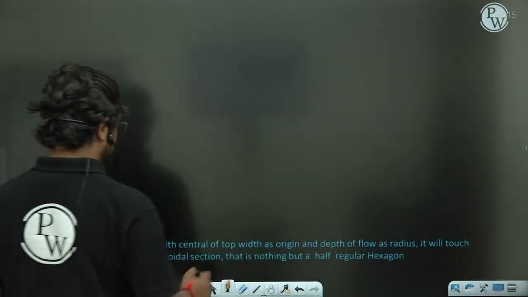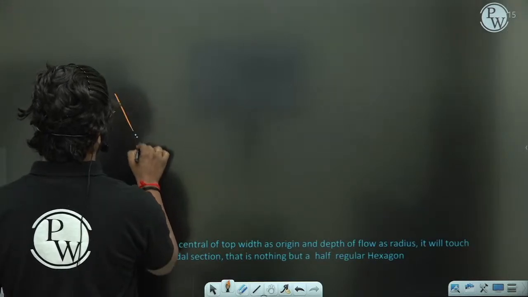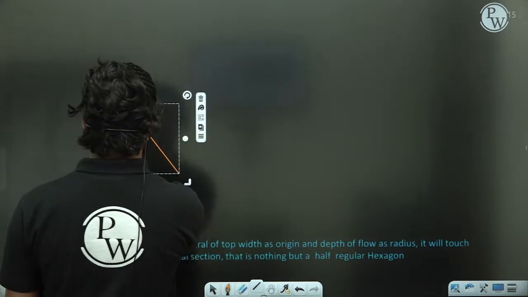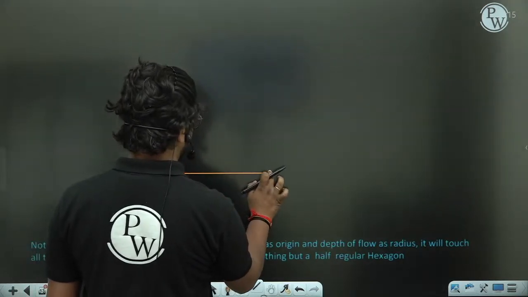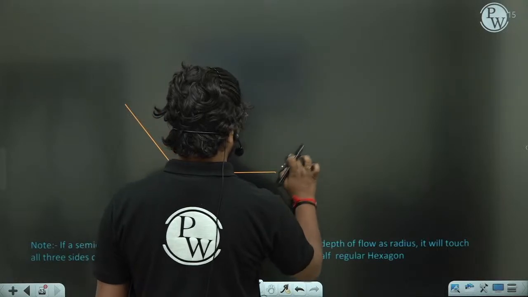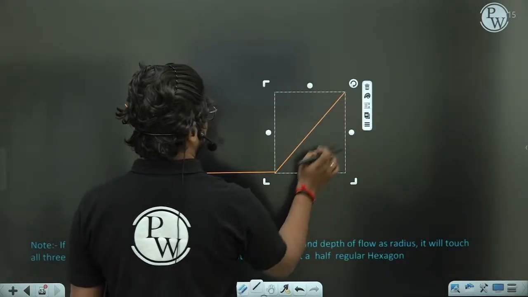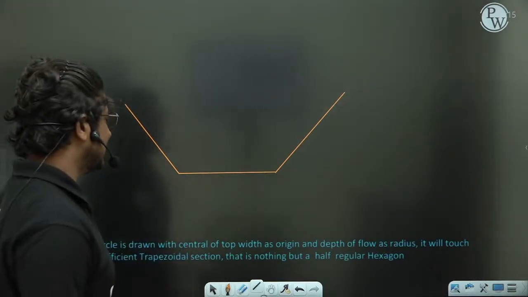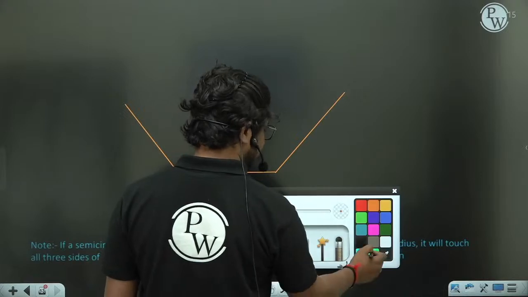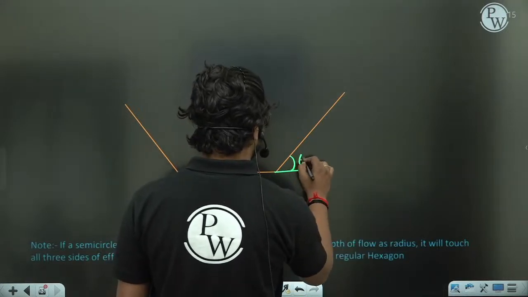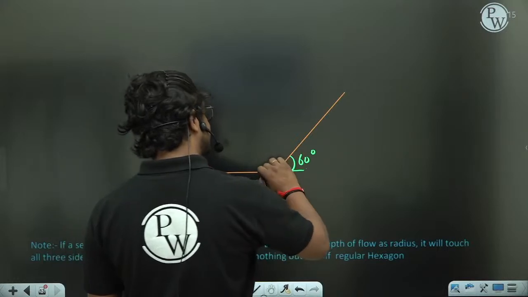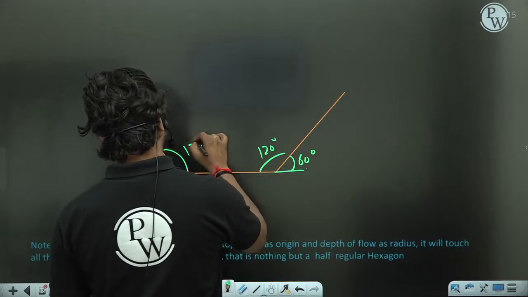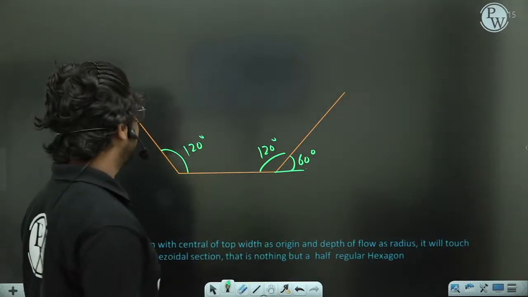Now I'm showing it to you, all of you. Just look at it, my dear. Okay. This is a hexagon. This is a half of the hexagon. How is it half of the hexagon? Look at this angle. You are telling it's 60 degree. So if this is 60 degree, this will become 120 degree. Here also it is 120 degree. It is nothing but a hexagon, na?